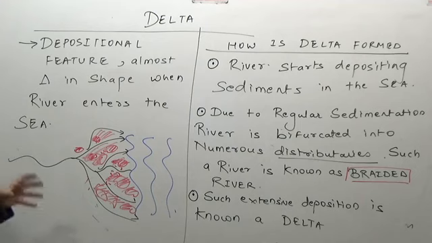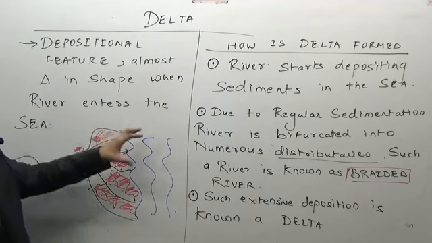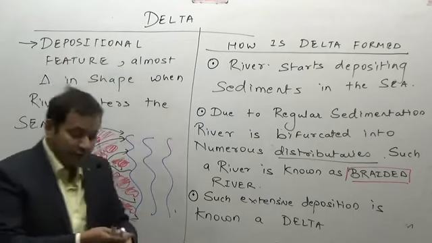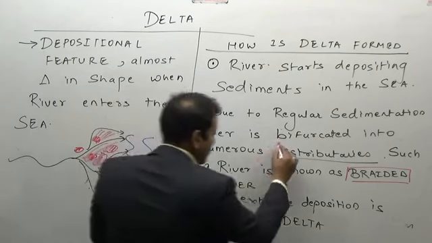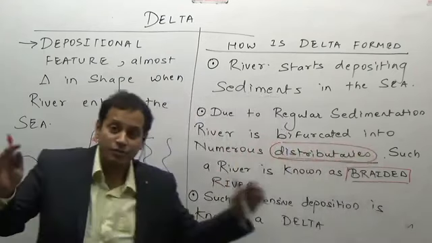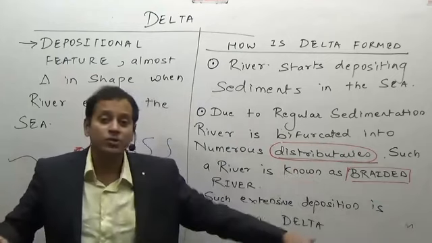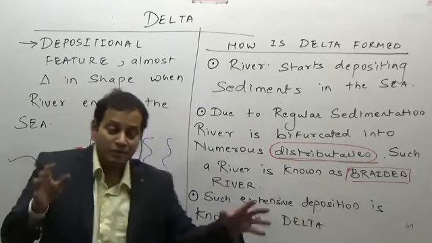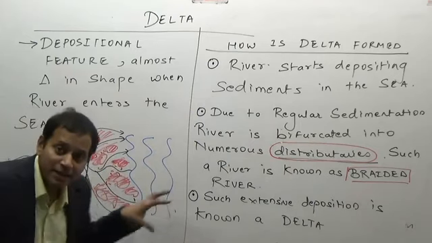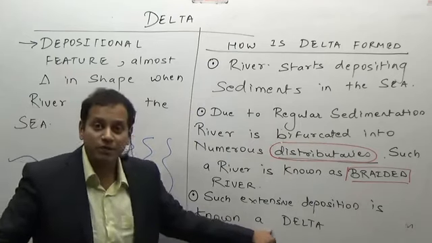So how is a delta first formed? The river starts depositing the sediments into the sea. Due to the regular sedimentation, the river is bifurcated into numerous distributaries. So as a result of this, we say the river is bifurcated into numerous channels. Such a river is known as a braided river. Over a period of time, the deposit will get cemented, compacted, resulting in the formation of a delta.